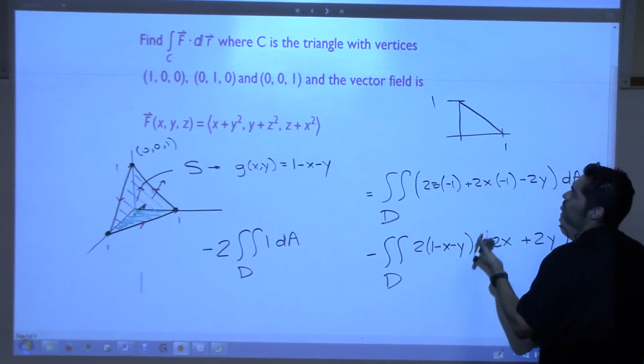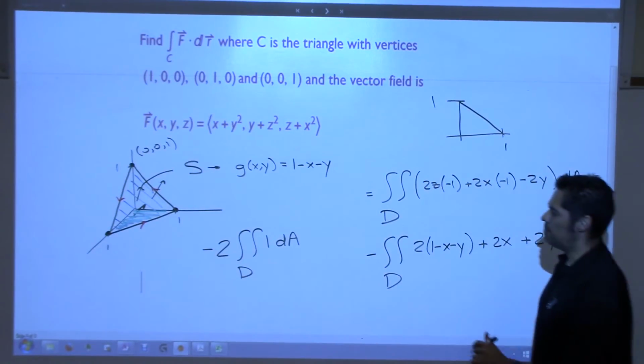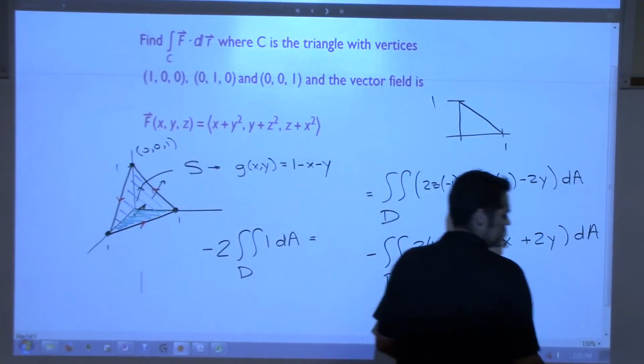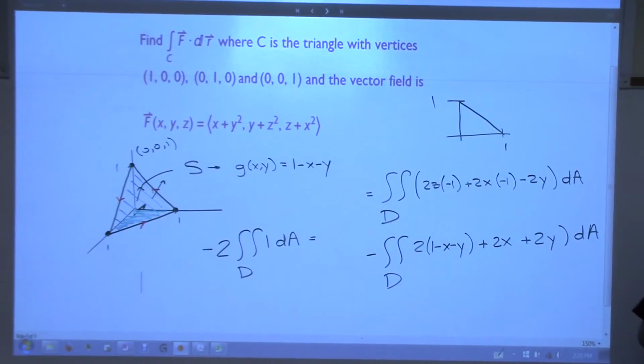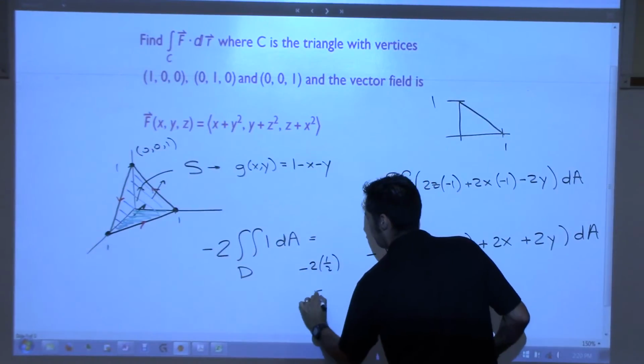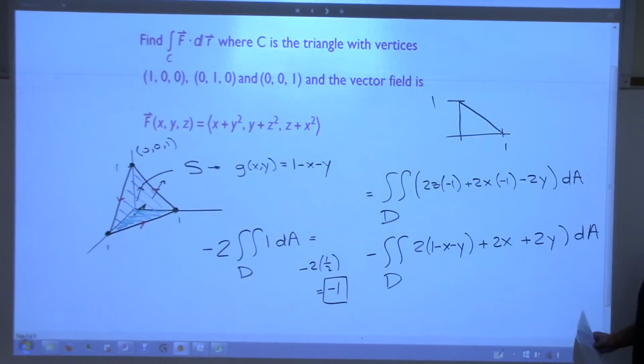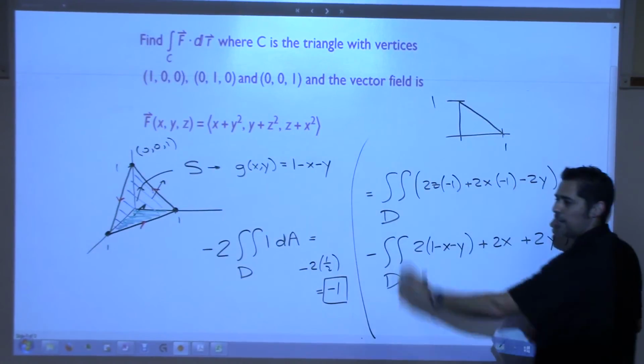And the area of that is 1/2 base times height, so that would have just been 1/2, right? Times negative 2. So the answer is negative 2 times 1/2, which is negative 1. Understand?